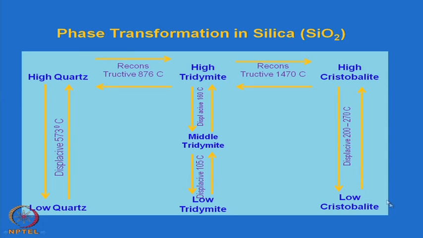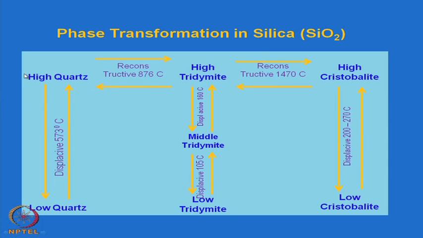So, let us look at silica. It is a very complex material in some way, because it has many different polymorphic forms. Polymorphic forms means it has different crystal structures. So, first of all let us try to understand what are the different polymorphic forms pure silica may have.